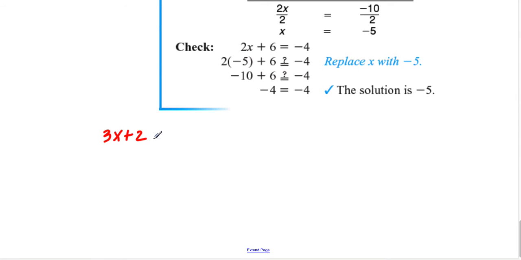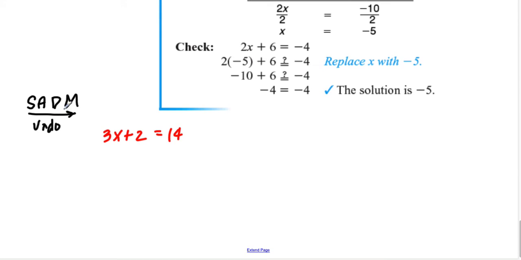Okay? Let's say you have 3x plus 2 is equal to 14. Again, we want to solve for x. That means we need to isolate x, and we need to work backwards. That means opposite of the order of operations. So we undo, okay, by subtracting and adding first before dividing and multiplying.